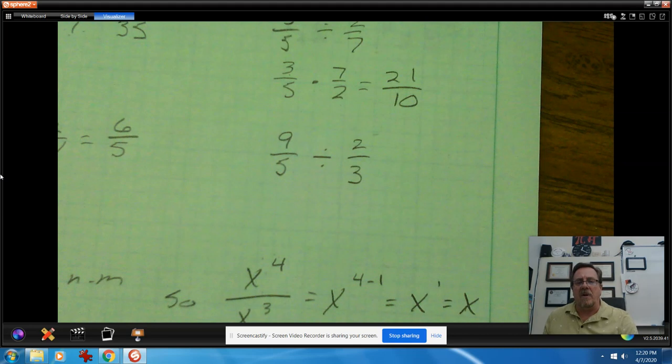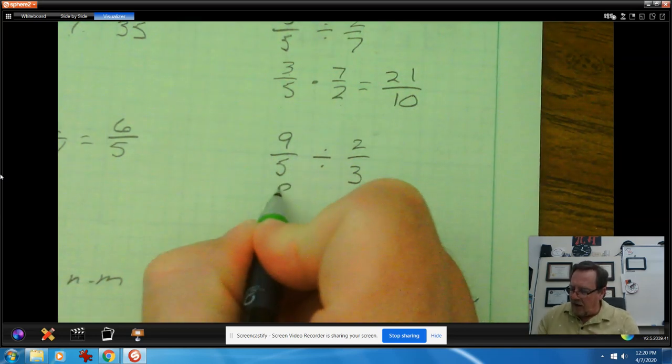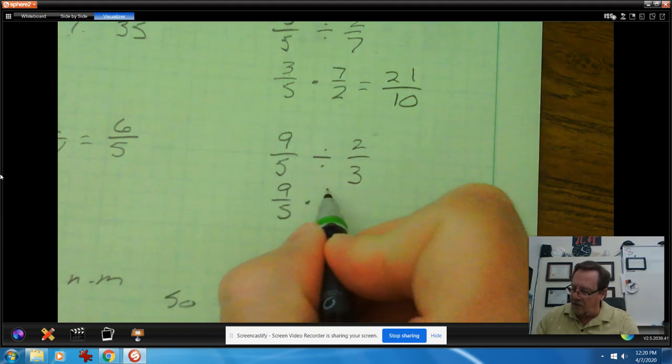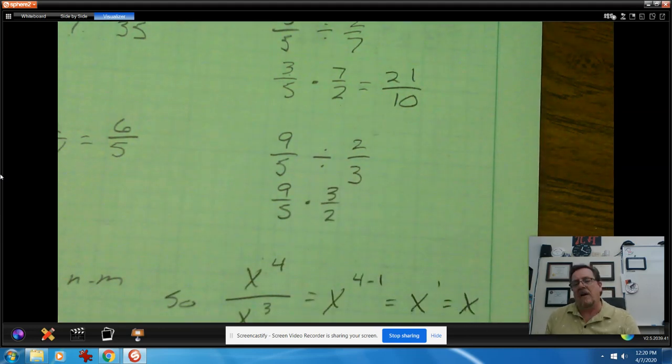Let's look at a division problem. We have 9/5 divided by 2/3. Can we cancel common terms out? Well, be careful because we haven't changed the problem to multiplication yet. We have to change to multiplication before we try to cross cancel. So we'll keep that first term as 9/5. We'll change it to multiplication, and we'll flip this one upside down. And now we have 9/5 times 3/2.